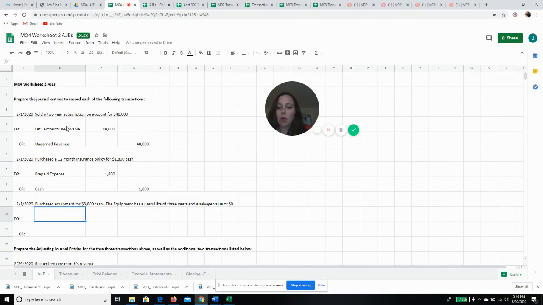Okay, so we purchased equipment for $3,600. And we credit cash because we paid cash for it. All right. So this one's actually a little more straightforward. All right, so those are our 3 transactions.